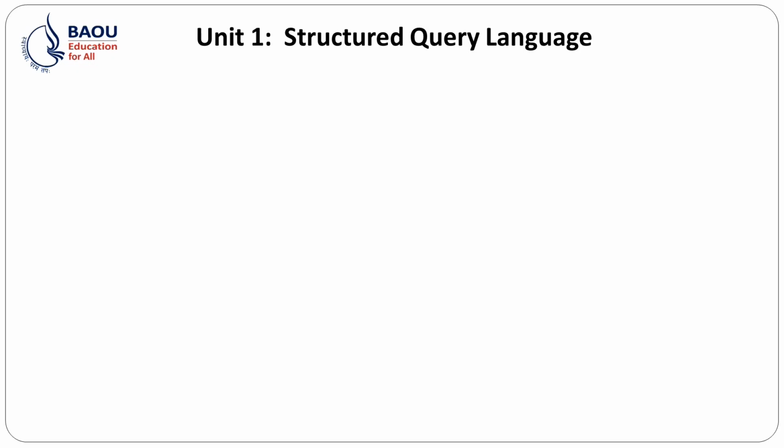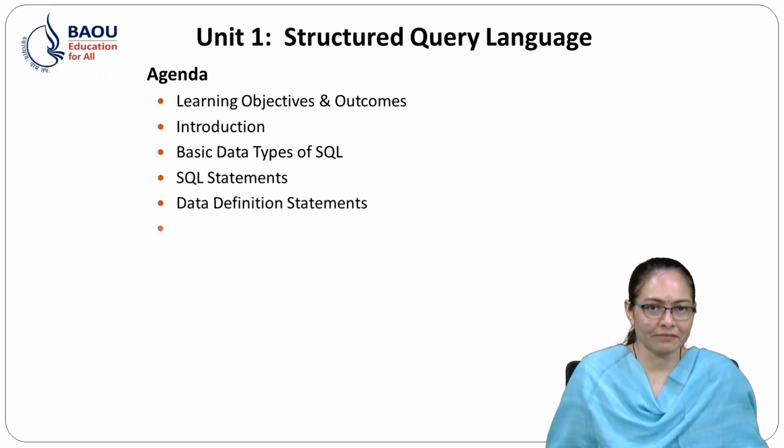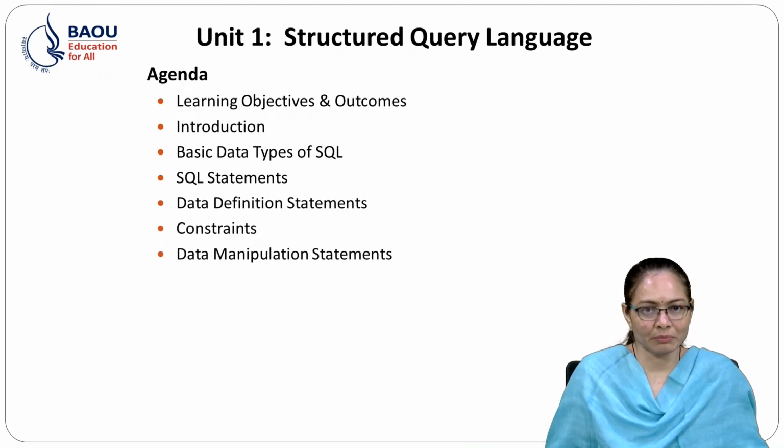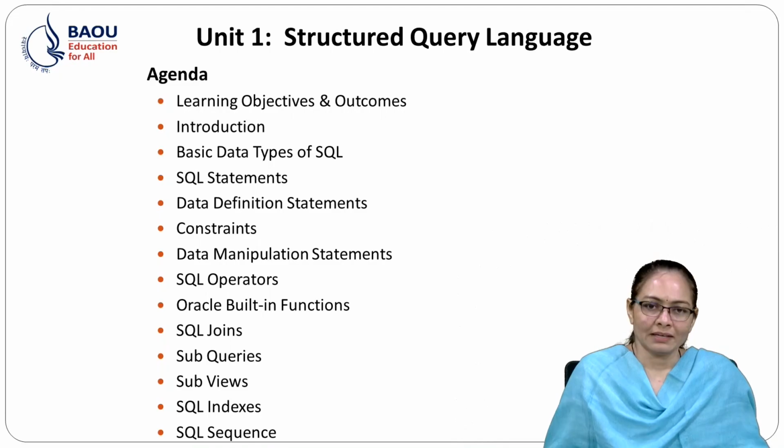First of all, we see the agenda of Unit 1: learning objectives and outcomes, introduction, basic data types of SQL, SQL statements, data definition statement, constraint, data manipulation statement, data operators, Oracle built-in function, SQL joins, SQL subqueries, SQL views, SQL index, and the last one is SQL sequence. In the last session, we already completed up to SQL subqueries. Today we are going to start with SQL views.